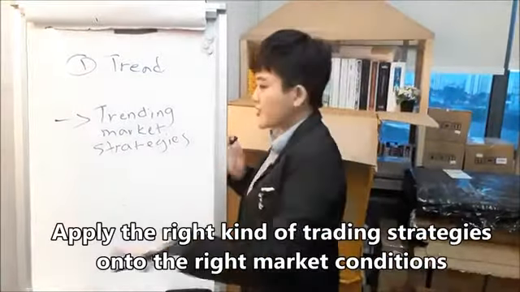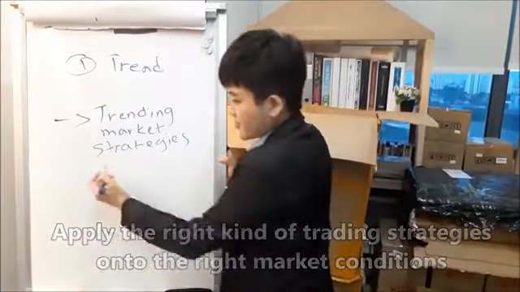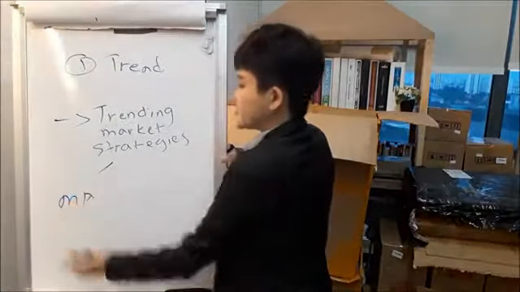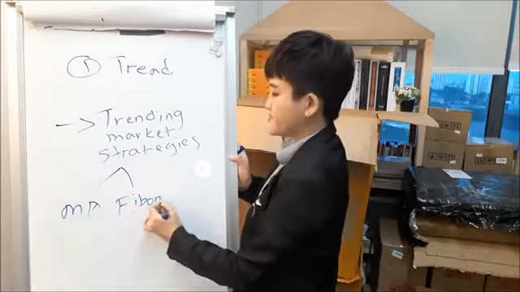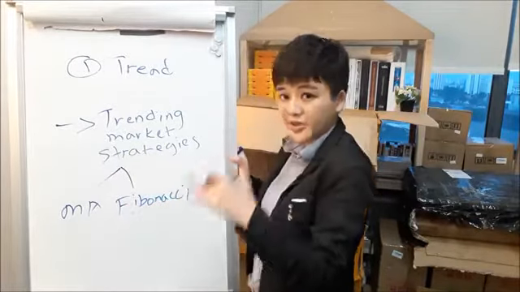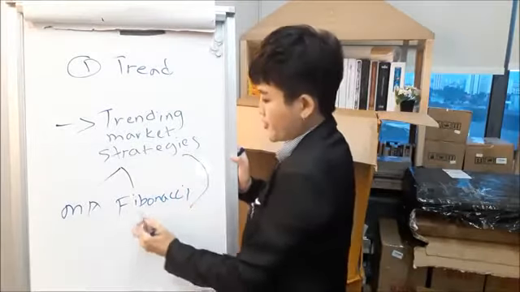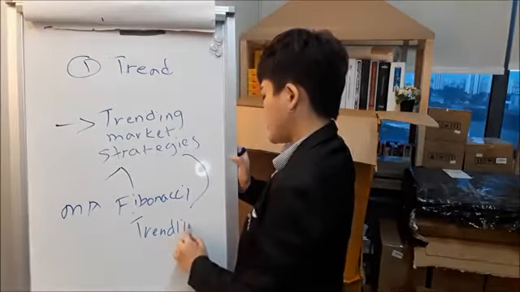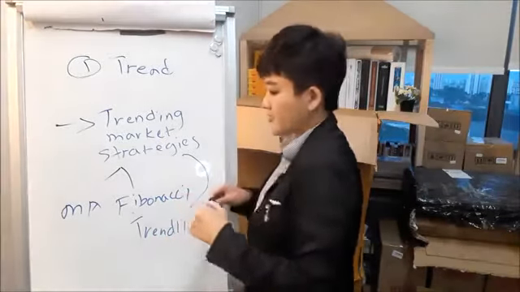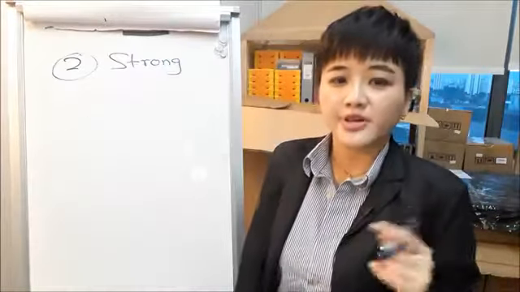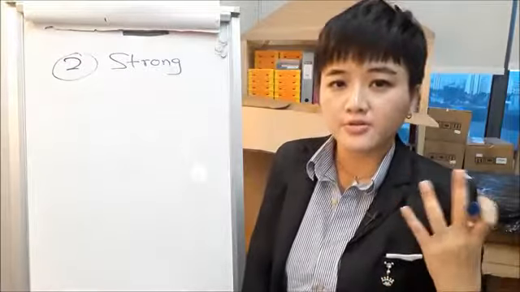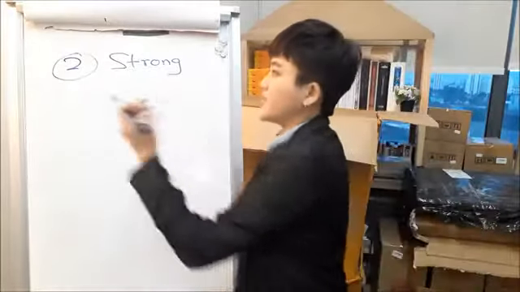So one very important thing, apply the right kind of trading strategy onto the right kind of market conditions, okay? So examples of indicators which you can apply onto a trending market, as you already know, are moving average as well as Fibonacci retracement, okay, and also trend lines. Of course, there are many more. That's for another video. Let's say you have found a trending market, a good, strong, trending, bullish market.